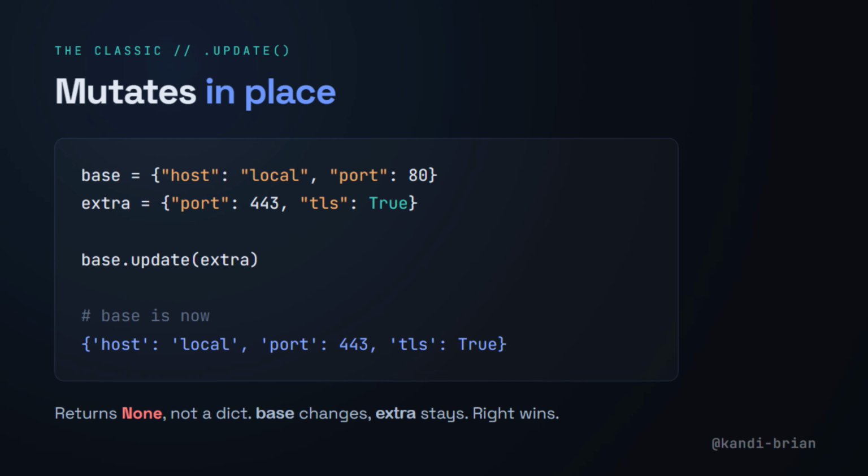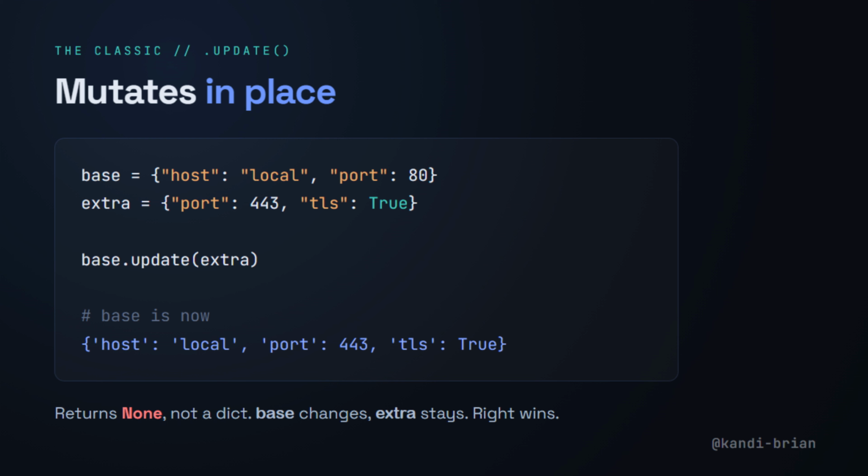Your update function has been here forever, and it mutates in place. base.update(extra) pours extra into base, overwriting on conflict. No new dictionary, no return value. It changes base and hands you back None. That last part bites people who write result = base.update(extra), and then they wonder why result is None. So if you need to keep the original around, you copy first.